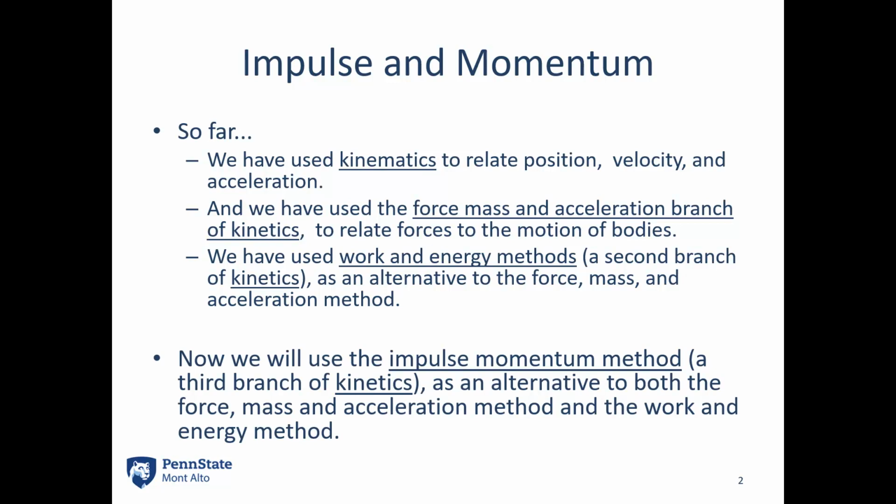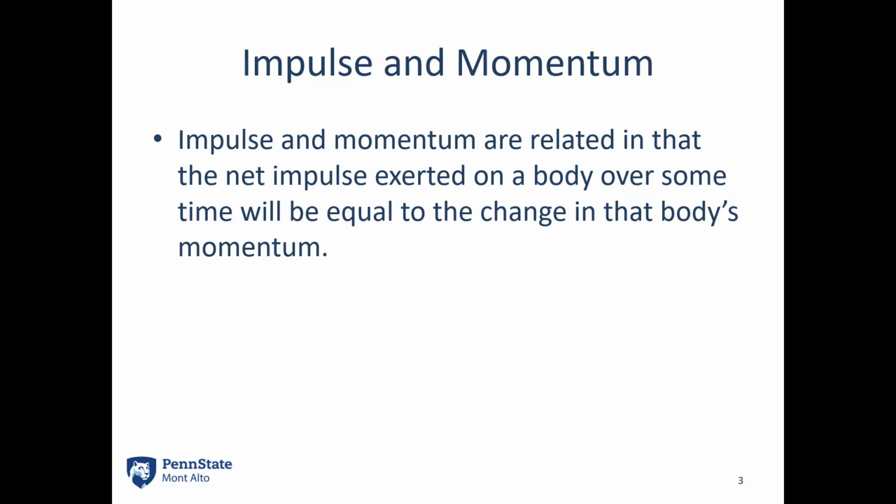And then finally, we're going to bring in even a third branch of kinetics. The impulse and momentum method here is going to be an alternative to relate forces, velocities, accelerations, etc. All right, so the impulse and momentum method is based on, unsurprisingly, impulse and momentum. And so impulse and momentum are related in that the net impulse exerted on a body over some period of time will be equal to the change in that body's momentum. Equation-wise, this is what that looks like.